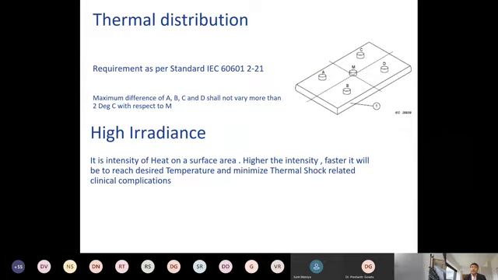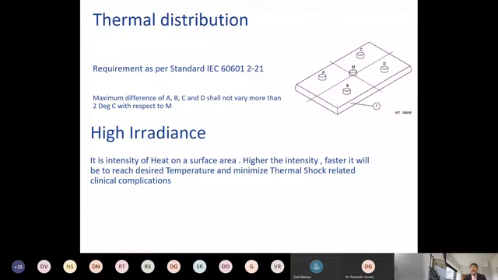Now, if there is a company who says that we not only do 2 degrees, in our case it is less than 1 degree, that means the distribution is even better than that recommended by IEC. So more even heat distribution is better because the baby is not static on the bed. Baby is moving around the bed, and more even heat distribution is very, very nice for the baby.